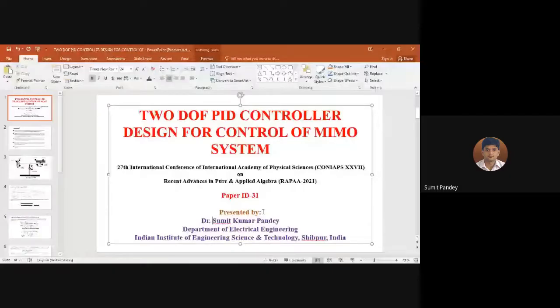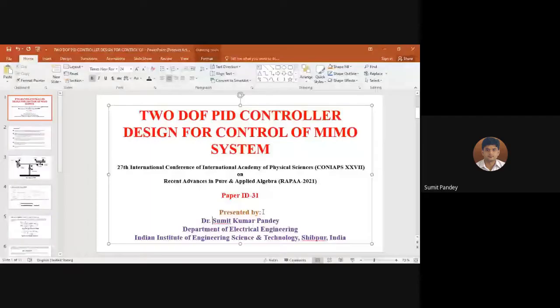So myself, Dr. Sumit Kumar Pandey. Currently, I am a faculty in the Department of Electrical Engineering, IIEST Shibpur. Here I will present a work on 2DOF, two degree of freedom, PID control design for control of MIMO systems. Before going to our work, I just want to introduce what is 2DOF, what is a PID controller, and the control of MIMO systems.